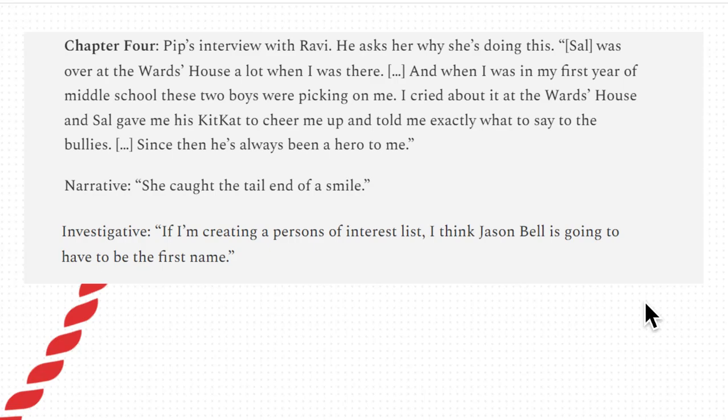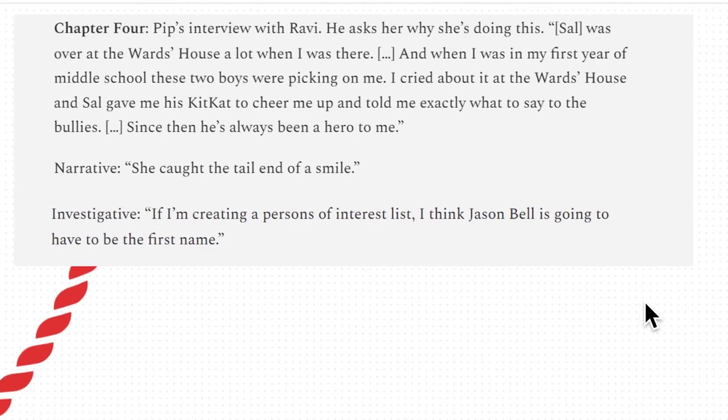The narrative line is, "she caught the tail end of a smile," and this is Ravi smiling. And that's the last line. So here in this chapter, Pip is telling Ravi and us her motivation to pursue the project. This is really important because obviously the danger is going to mount, and so she needs compelling motivation here. It doesn't feel like the strongest, really, and we know that she's about to invest a lot of this, so it does need to be believable early on before her safety is threatened.